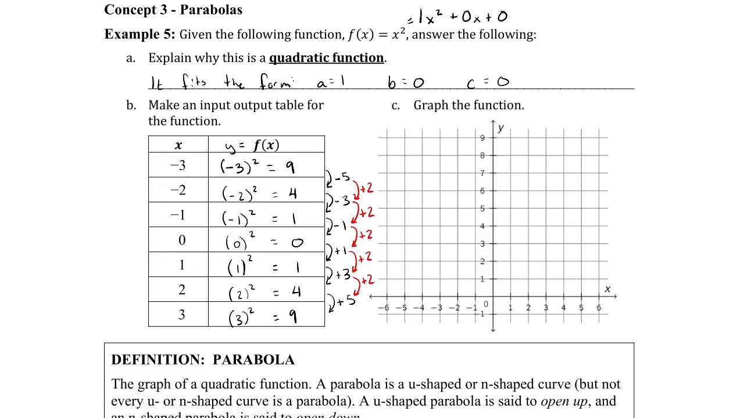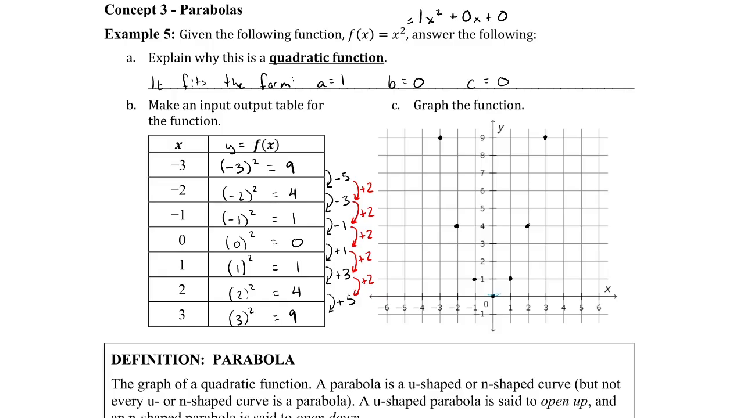What does this graph look like? Well, when x is -3, y is 9. When x is -2, y is 4. When x is -1, y is 1. When x is 0, y is 0. When x is 1, y is 1. When x is 2, y is 4. When x is 3, y is 9. So we see that we have this curve that comes down and then comes back up again in kind of a U shape. So I'm going to sketch this now.